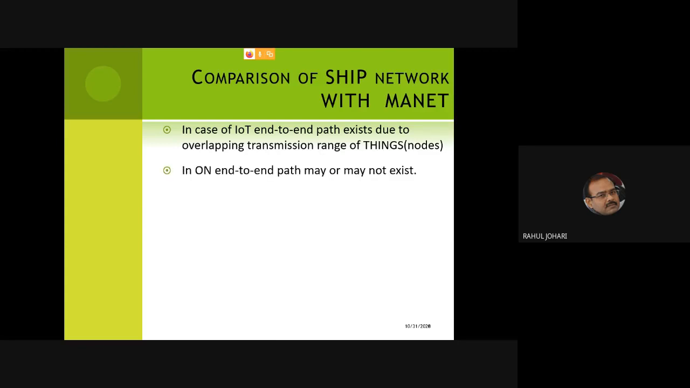Message transmission is very quick. But in the case of the opportunistic network, or what we say SHIP network, since the nodes are not in the overlapping transmission range, the end-to-end path between the source and destination may exist or it may not exist. So we do not eliminate the possibility that yes, the end-to-end path might exist if the nodes become very close to each other. We'll take an example to see how a message transmission takes place.